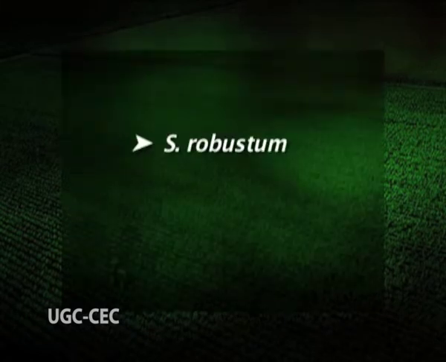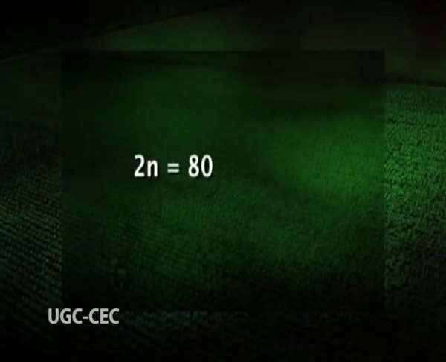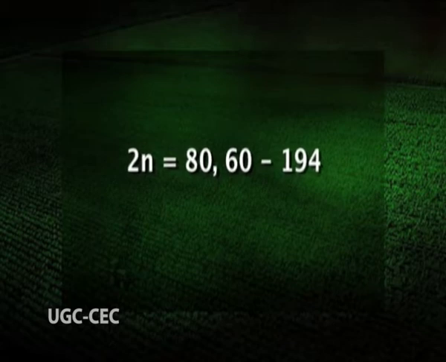Saccharum robustum. This species includes a group of canes which are indigenous to New Guinea. They possess mostly thick stalks with a relatively low sucrose content. The chromosome number is usually 80 but varies from 60 to 194.